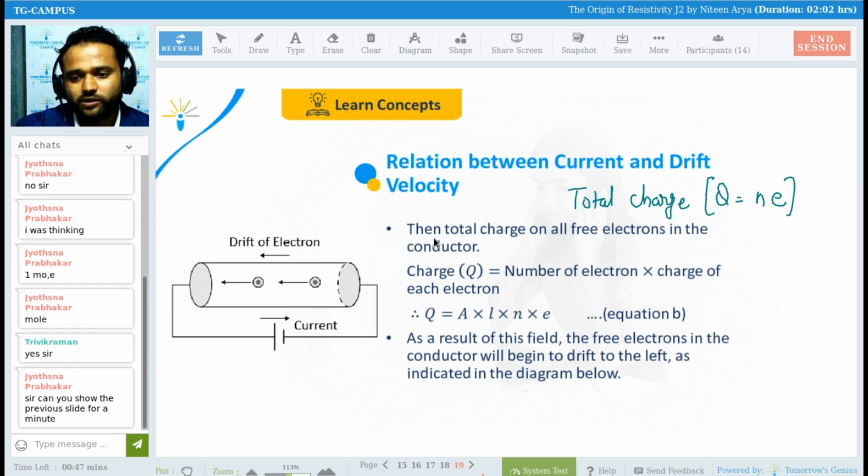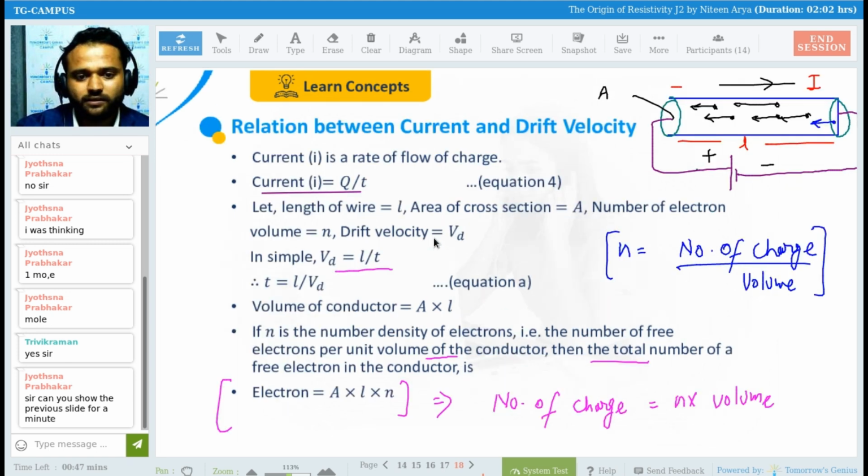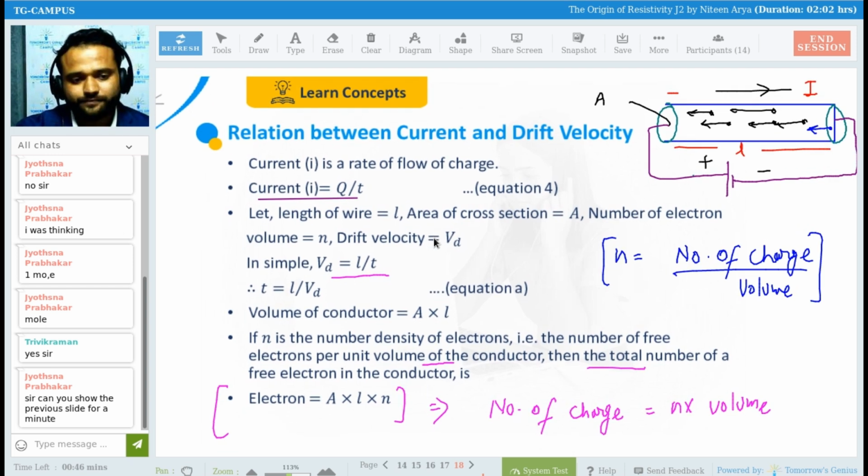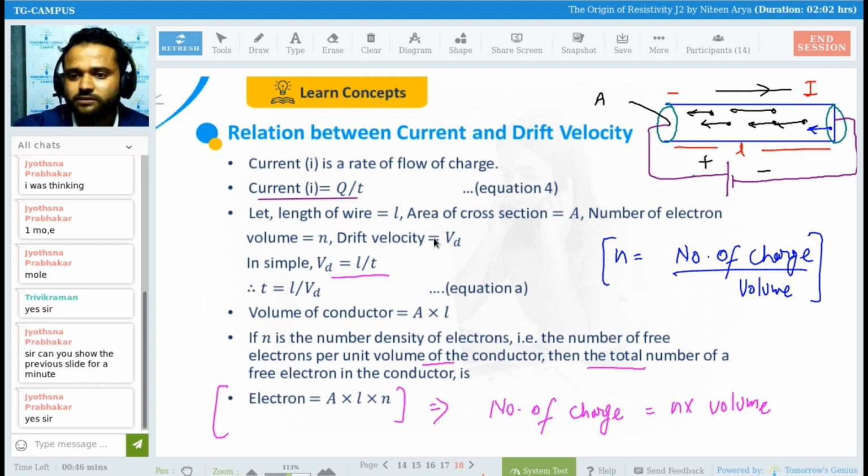Sir, can you show the previous slide for a minute? Why not? You don't need to write, but just write down whatever you want to, because everything is going to be saved as a PDF. Okay, beta? Is this clear, Jyotsna?